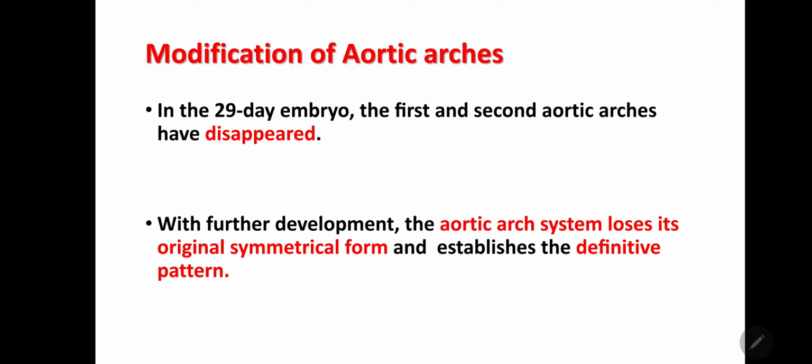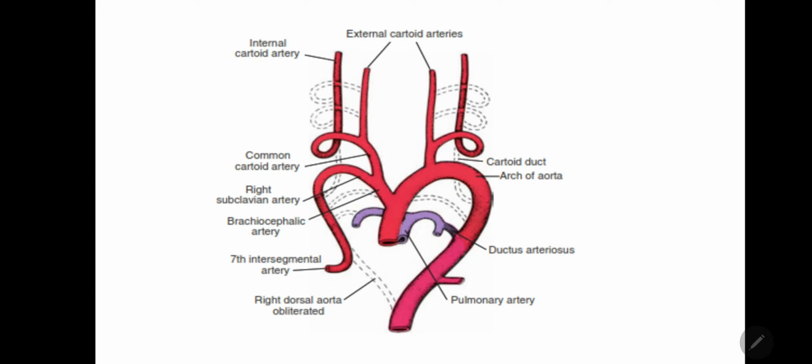So like this, what happens? On the 29th day, the first and second aortic arches completely disappear, leaving the maxillary artery from the first arch, and the hyoid and stapedial artery from the second arch. With further development, what happens? The aortic arch system will lose its symmetrical form. The right and left symmetry is lost, establishing the adult definitive pattern, which is heavier on the left side. So this entire aortic system is heavy on the left side.